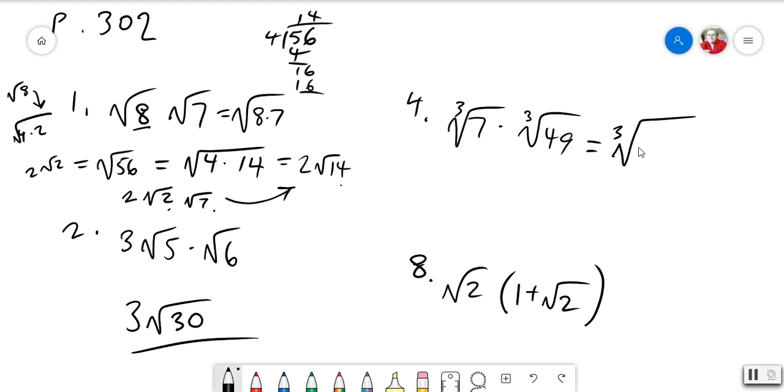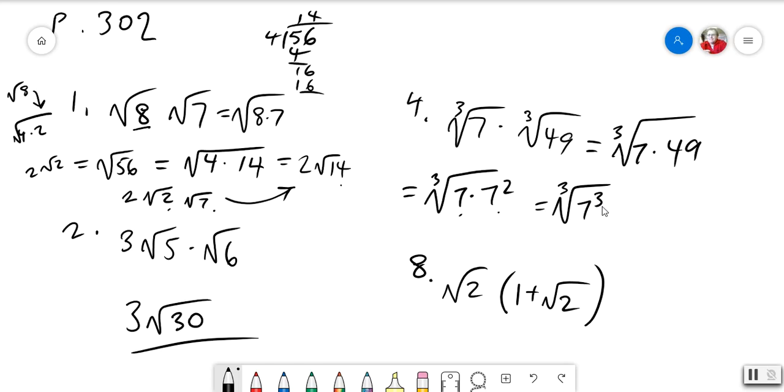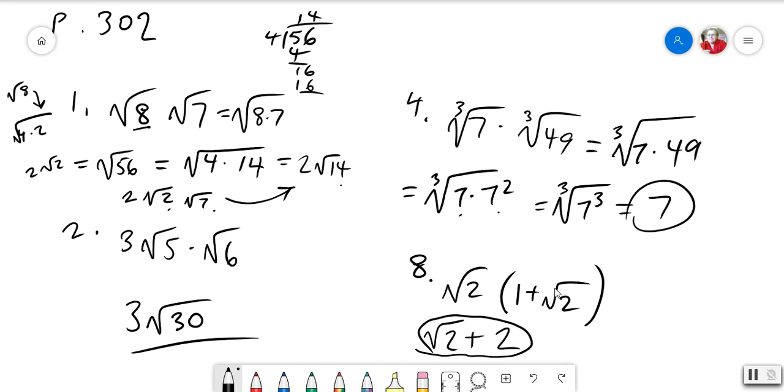You get the cube root of 7 times 49. But what you might do is say, well, 49 is actually 7 squared. 7 times 7 squared is actually the cube root of 7 cubed. The cube root of a cube cancels out, just 7. This is easy. Distributive property. Square root of 2 times 1 is the square root of 2. And the square root of 2 times itself cancels out, is just 2. Easy peasy.